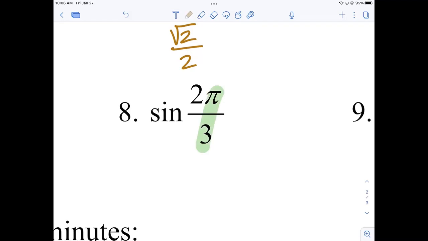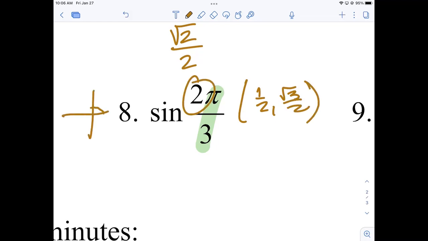Pi thirds is my reference angle. That's 1/2 square root of 3/2. The 2 out of the 3 is just less than 1. That puts you in quadrant 2, where you're left and up. So it's negative positive. You want the sign? I'll give you the sign. It's square root of 3/2. Sine, y, height.